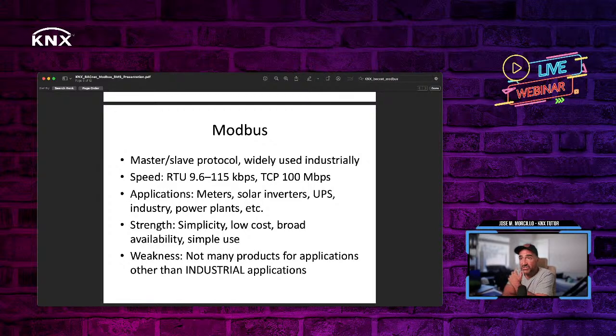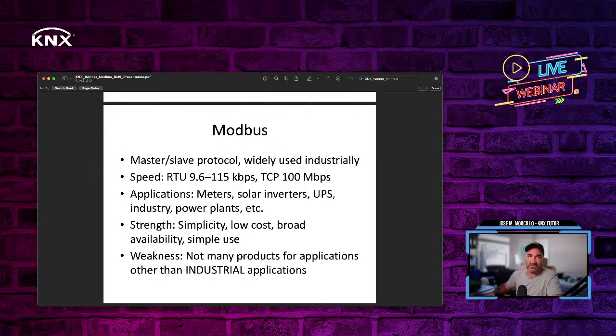My advice is to use the appropriate protocol for the right application. That's what I would say, and then we are good. Simplicity, low cost, broad availability, and simple use. This is what I would say. Weakness: not many products for applications other than industrial applications. That means we don't have many products for homes, for residential projects, or even for commercial. Well, in commercial we can find something, yeah, but it's not as much as KNX, for instance.